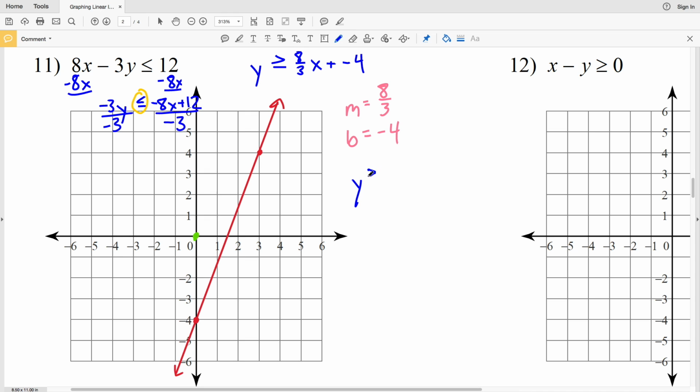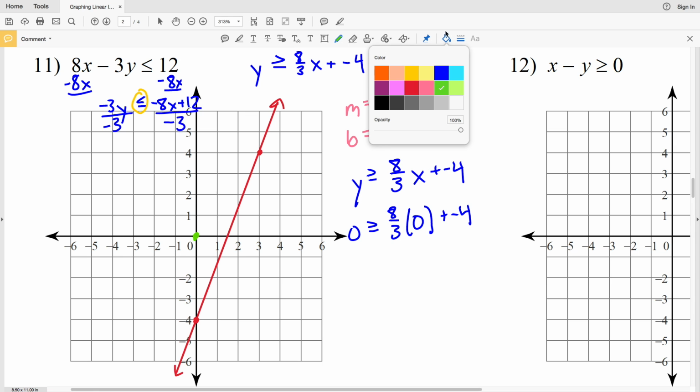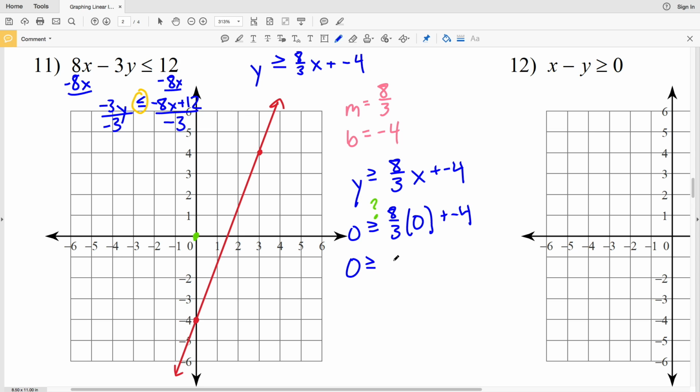So y is greater than or equal to 8/3 x plus negative 4. Plugging 0 in for y and 0 in for x, I'll see if this inequality is true. I'll get that 0 is greater than or equal to 0 plus negative 4, so I'll have 0 is greater than or equal to negative 4, and that is indeed true. Therefore, I'm going to shade in the region that contains the point (0, 0).